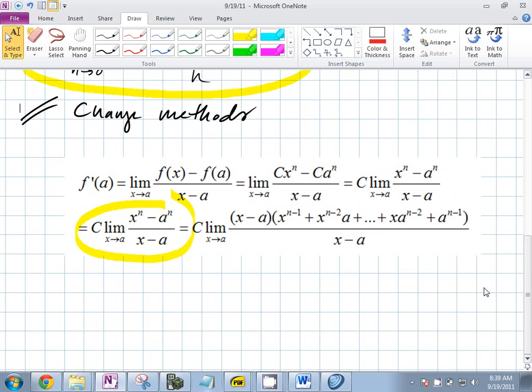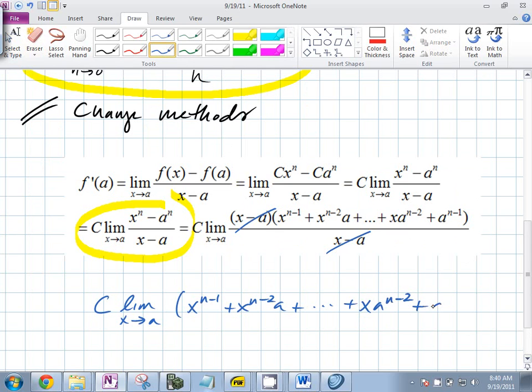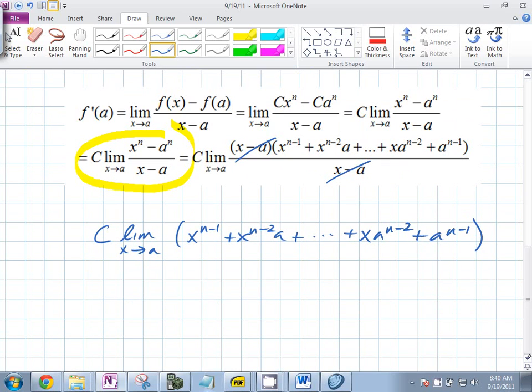What cancels now? The x minus a's cancel, and you're left with c, the limit as x goes to a, of x to the n minus 1 plus x to the n minus 2 a plus ... plus x a to the n minus 2 plus a to the n minus 1. Now we're plugging in x for what? a.